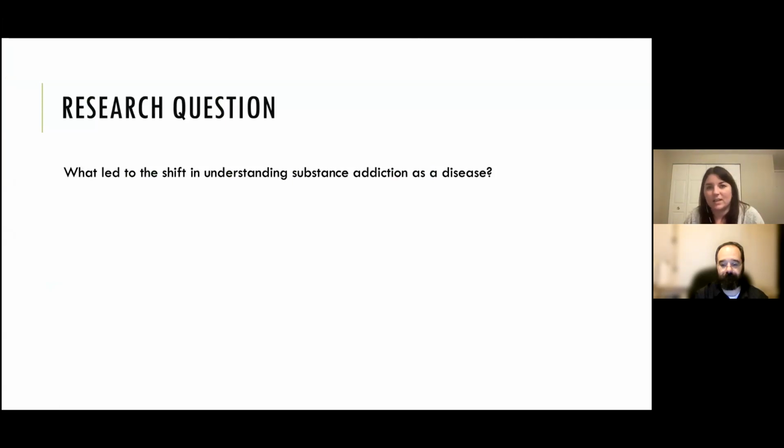It starts from the understanding that everything is grounded in the time period, the historical, situational, political, and societal context. So this understanding that addiction is a disease didn't just drop down from the sky one day, but was really grounded and embedded in history, society, politics, et cetera.